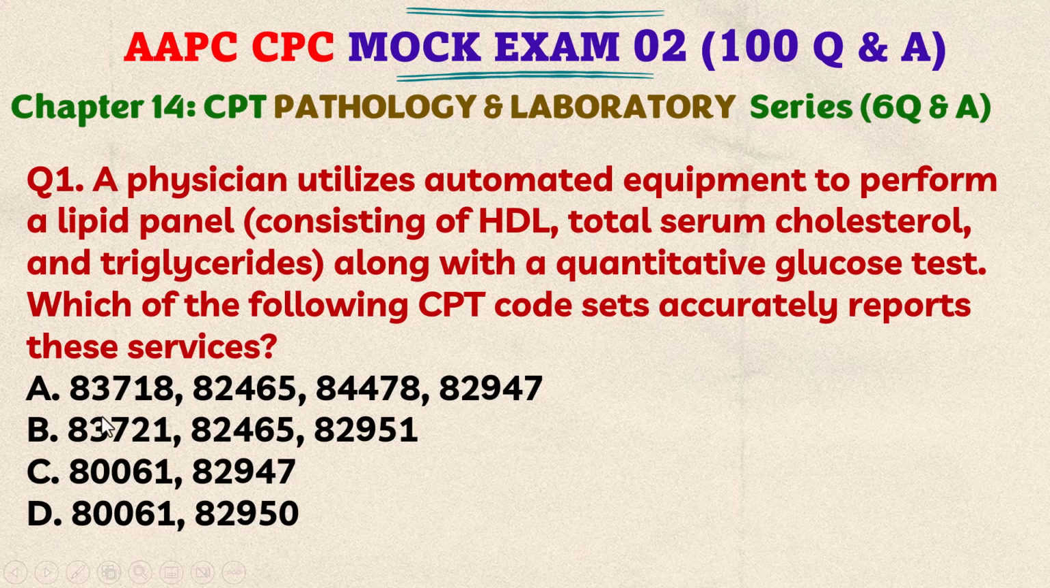So there are 4 answers available. Take your CPT code book and find the answer. So here you have to highlight this. First investigation done is lipid panel consisting of HDL, total serum cholesterol, and triglycerides, along with a quantitative glucose test. Once you look at the answers, they are scattered, so there are different kinds of answers. So rather than going for the elimination method, you can use the alphabetic index to find the answer easily.